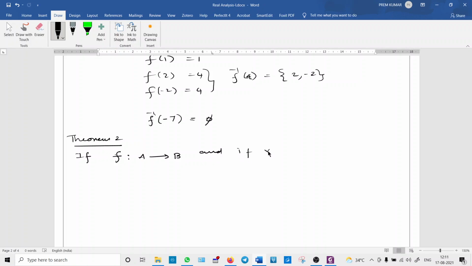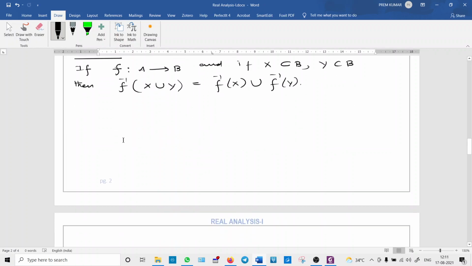and if X is a subset of B and Y is also a subset of B, then we have to prove that the inverse image of X union Y must be equal to the inverse image of X union the inverse image of Y. So we have to prove this.